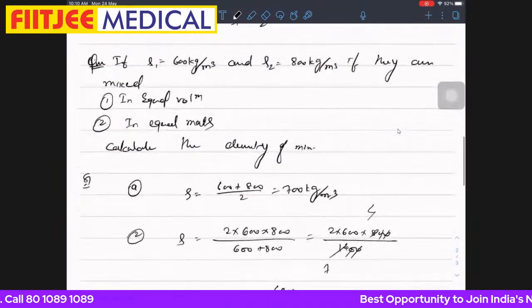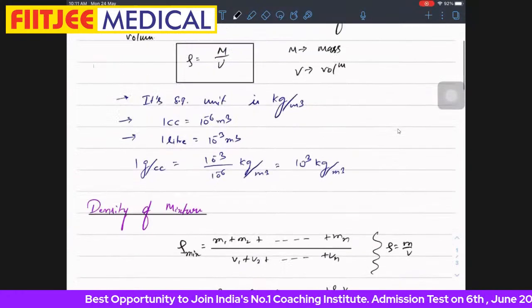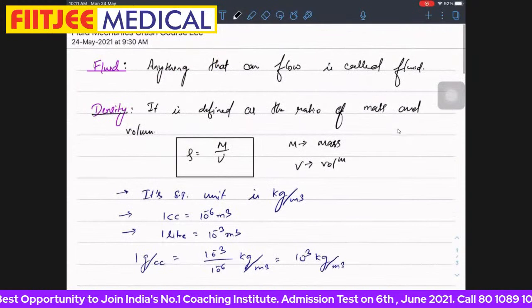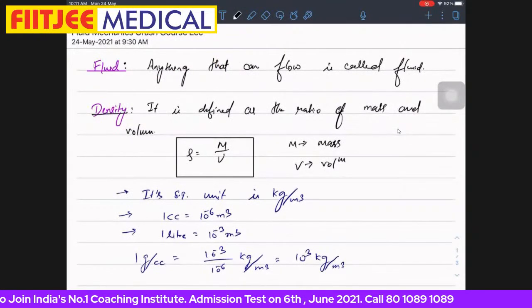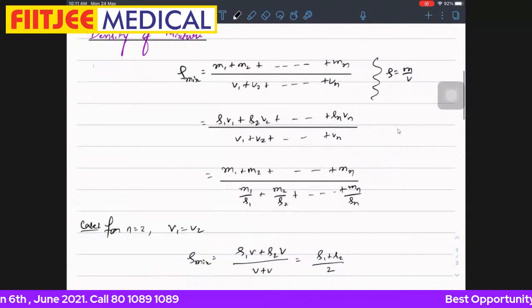So this is basically how we calculate density. The basic relation is what? Density is defined as mass by volume. Then a few units and how to convert them, which I explained to you. Instead of one liquid, suppose we have many liquids mixed. In that case, how do we find the density?